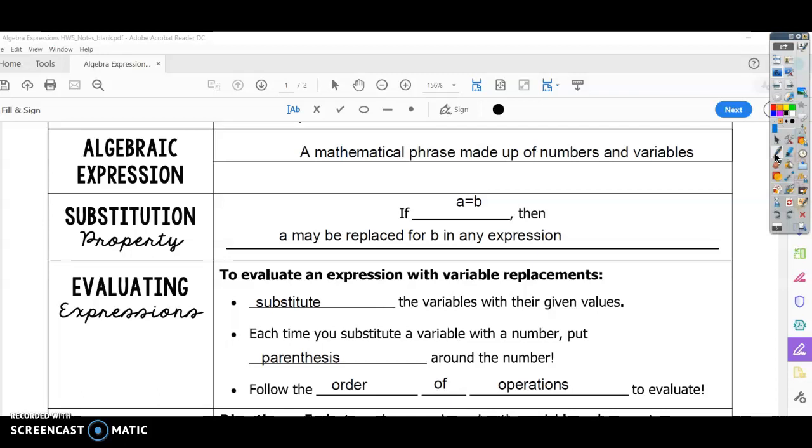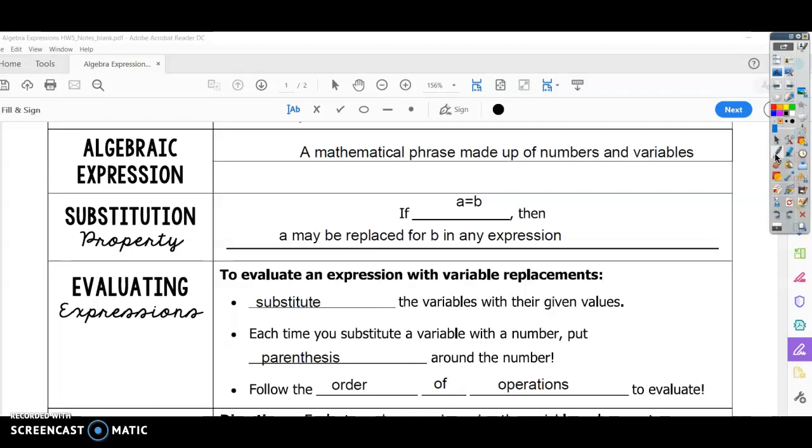All right, substitution property. If A equals B, then A may be replaced for B in any expression. So we will be substituting numbers for variables sometimes so that we can simplify expressions. Evaluating expressions: to evaluate an expression with variable replacements, you're going to substitute the variables with the given values. Each time you substitute a variable with a number, put parentheses around the number. Follow the order of operations to evaluate.